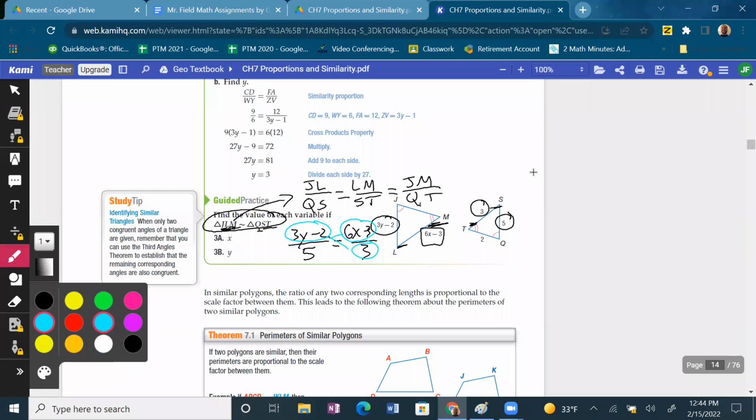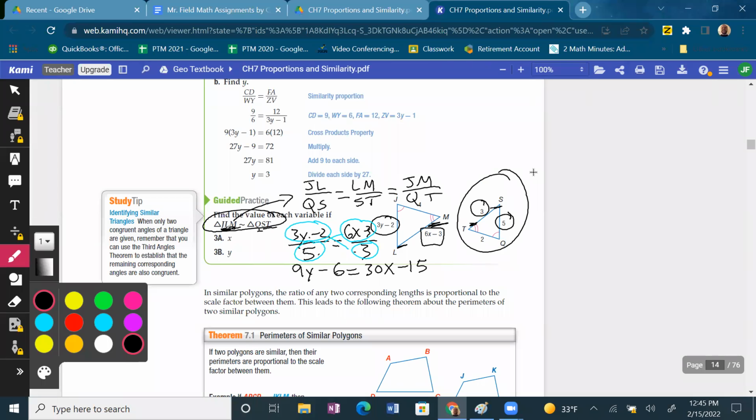All right, cross multiply because we have a fraction equal to a fraction. We have 3 times 3y minus 2 is going to be 9y minus 6. And then 5 times 6x minus 3 is 30x minus 15. And then we are going to, oh no, we have an x and a y in our proportion. So unfortunately, I shouldn't have used the x and the y, because we have the other numbers.